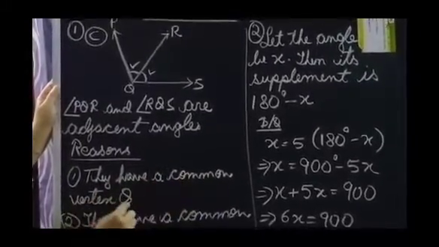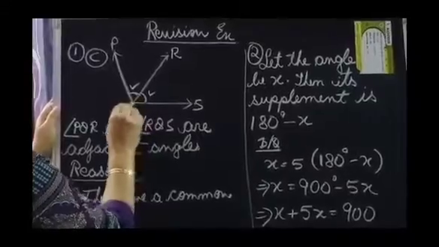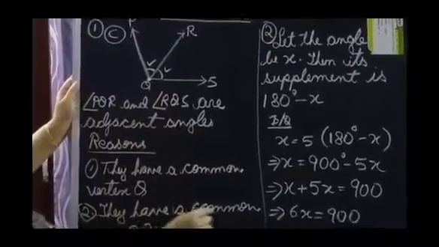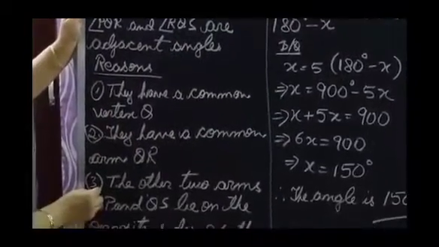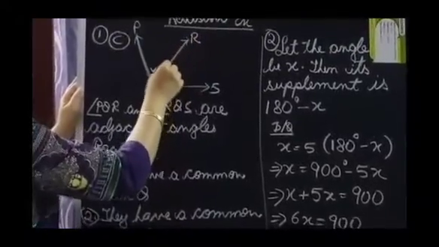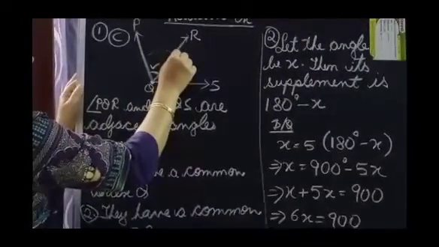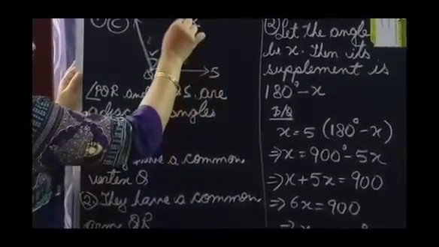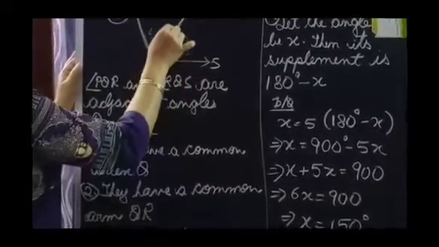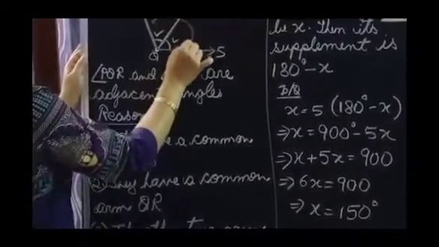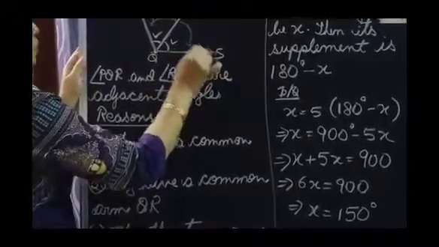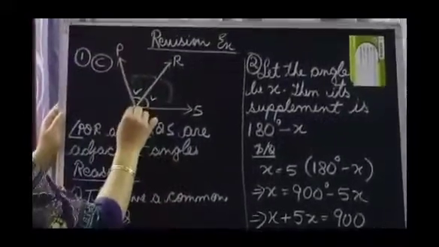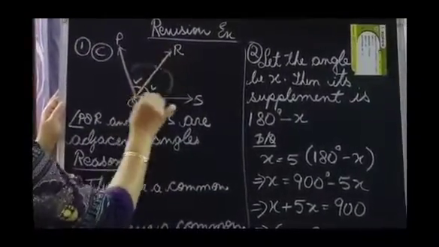They have a common vertex Q. They also have a common arm QR. Again, the third property: this is the common arm QR, and on the opposite sides of this common arm lie the other two arms, that is QP and QS. So this is the common arm, and on this side and this side lie the other two arms, QS and QP. So these 3 reasons are sufficient to prove that angle PQR is adjacent to angle RQS.